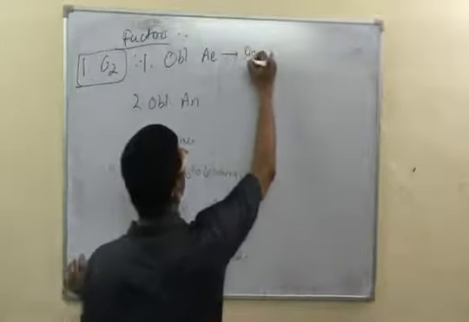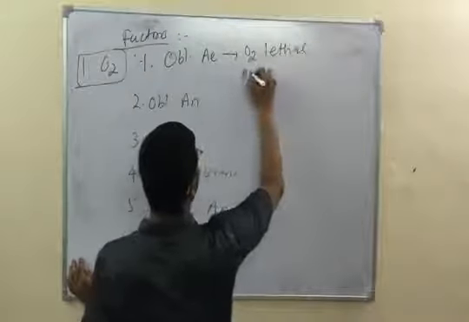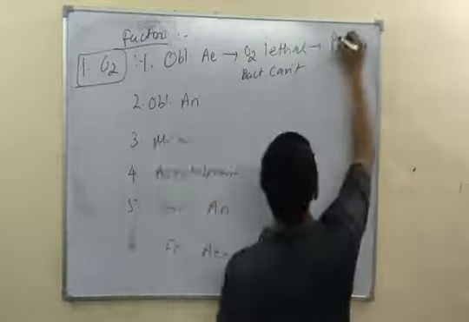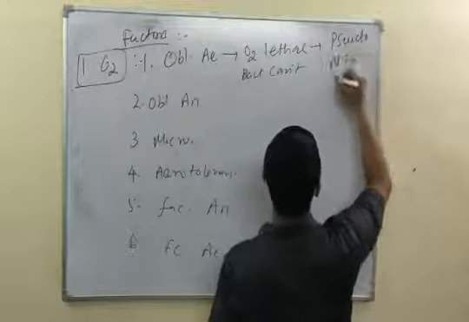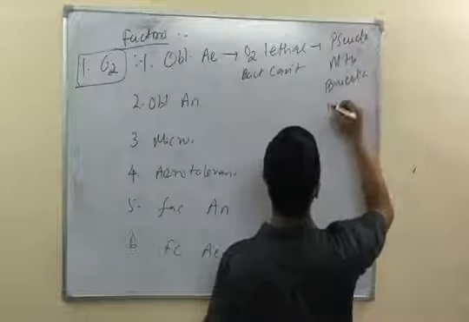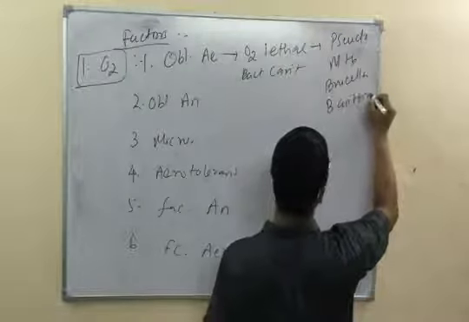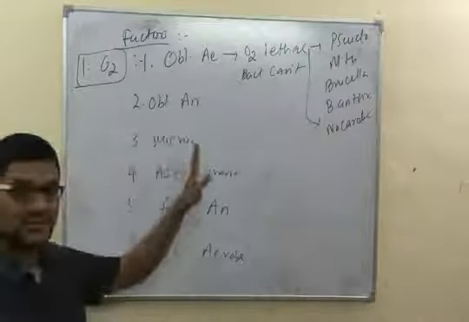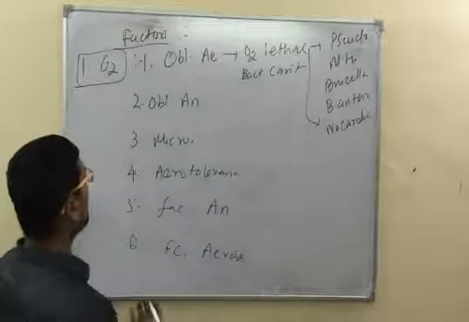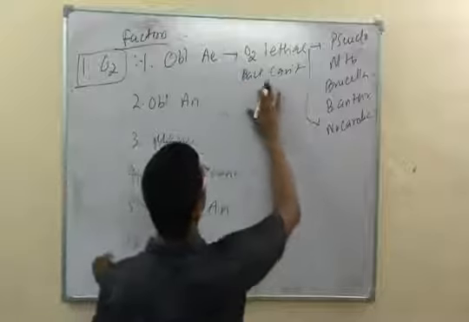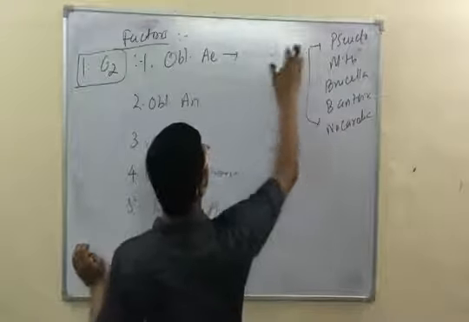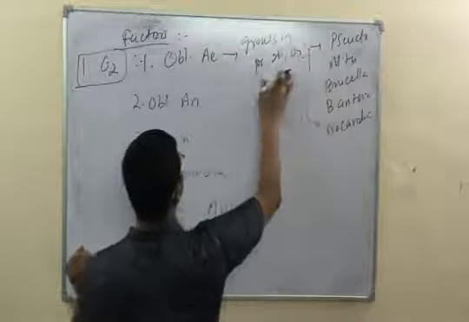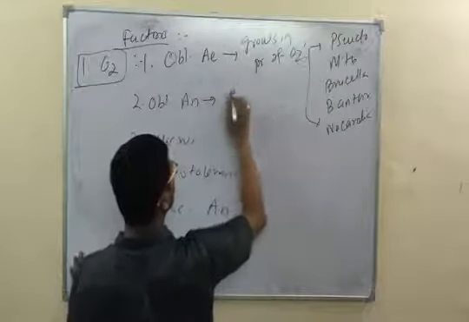Obligate aerobe: oxygen is must, and bacteria grow only in the presence of oxygen. Various examples are Pseudomonas, Mycobacterium tuberculosis, Brucella, Bacillus anthracis, and Nocardia. All these are examples of obligate aerobes.